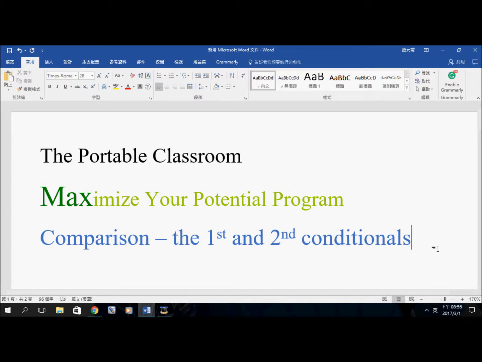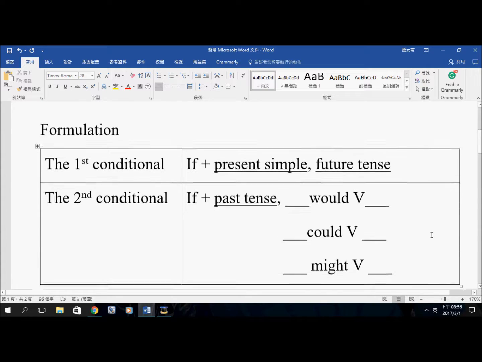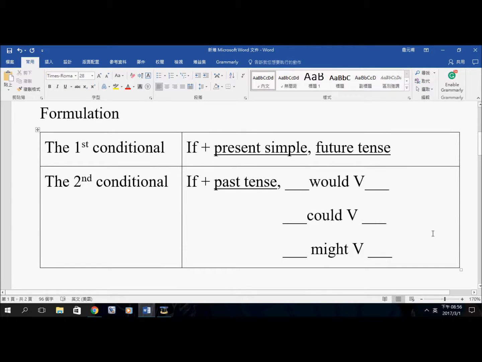Maximize your potential program. This is a comparison video of the first and the second conditionals. In this video, we are going to find out how to use these two conditionals and when to use them. So without further ado, let's begin. First, let us look at the formulations of both conditionals. First conditional, the second conditional.